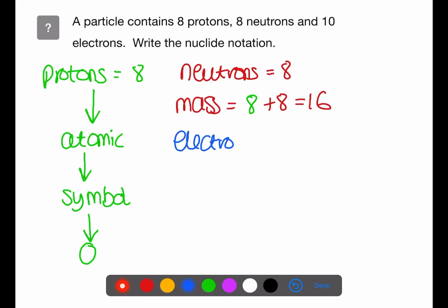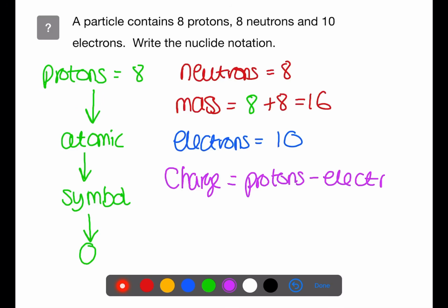We have 10 electrons in this particle. This means we have more electrons than we do protons. The charge is equal to the number of protons minus the number of electrons. We have 8 protons and 10 electrons. This means we have a charge of 2 negative.